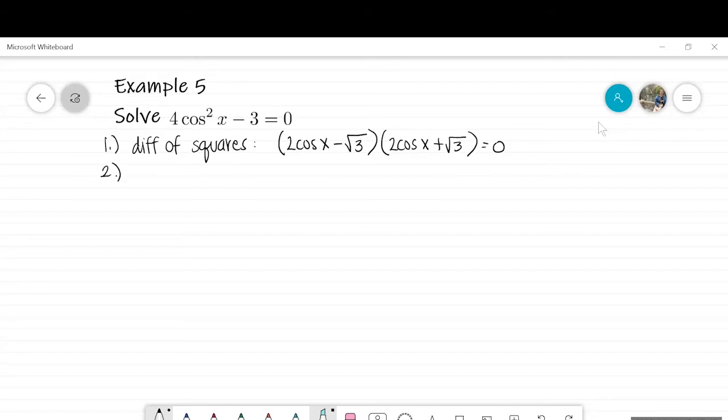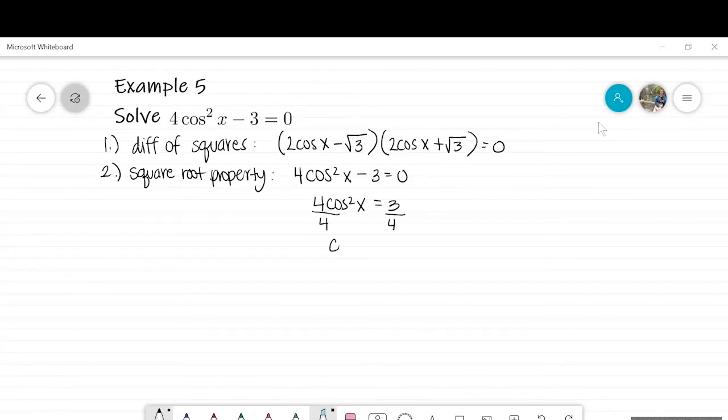I'll finish us out with the second option, and that's where you use the square root property. Okay, and that's where you take your 4 cosine squared x minus 3 equals 0, and you move this 3 to the other side. And you actually would divide by 4 as well. So you've got cosine squared x is 3/4. And then what you're going to do is take the square root of both sides.